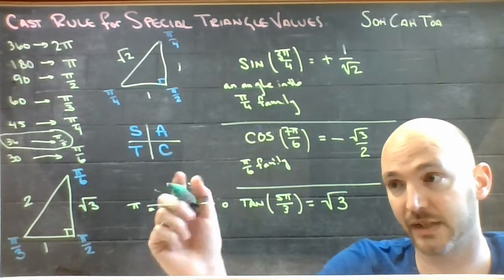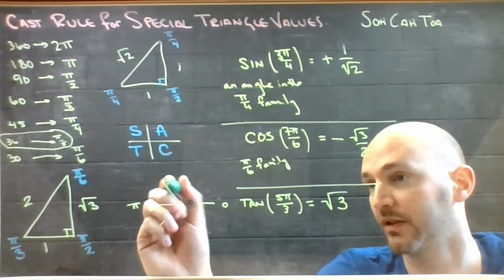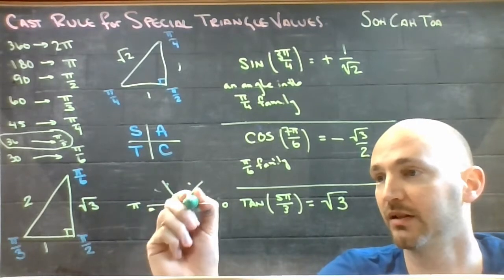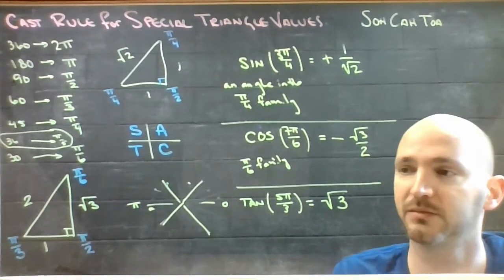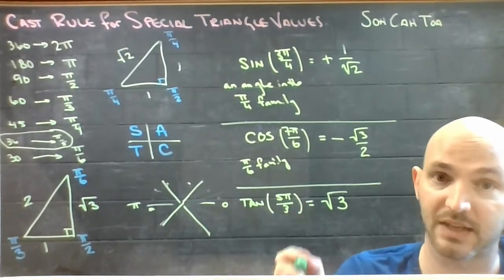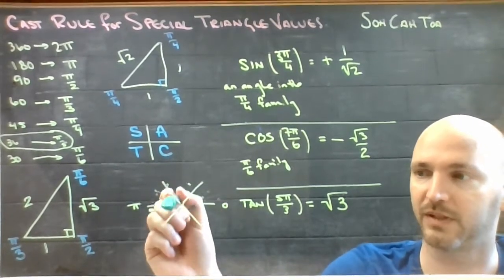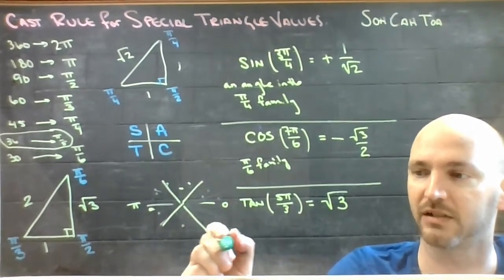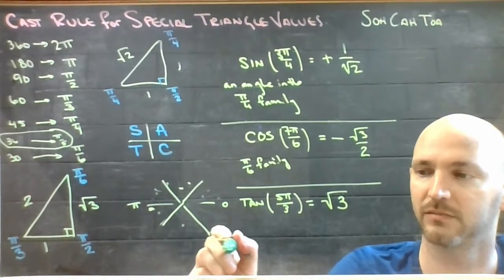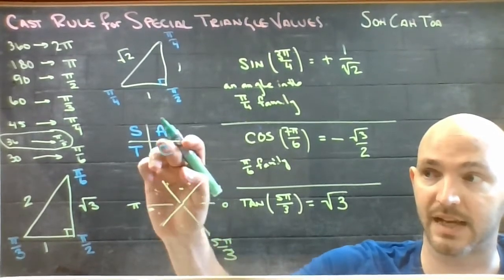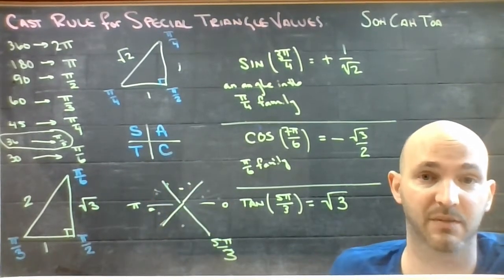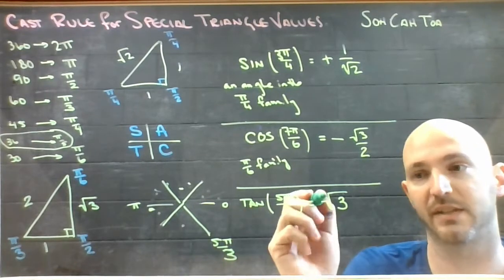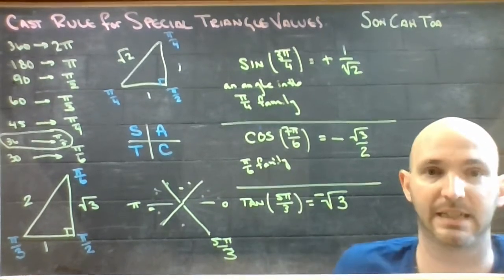Take my pi radians and cut it up into 3 chunks, 1, 2, 3. Chop up the bottom as well. And I'm supposed to take 5 of them. So 1, 2, 3, 4, 5. That puts me here. That angle is down in this quadrant where only cosines are positive. This is not a cosine, so the value must be negative root 3.